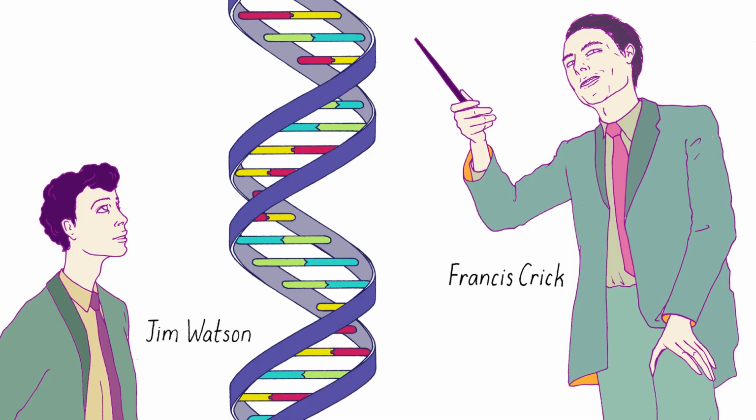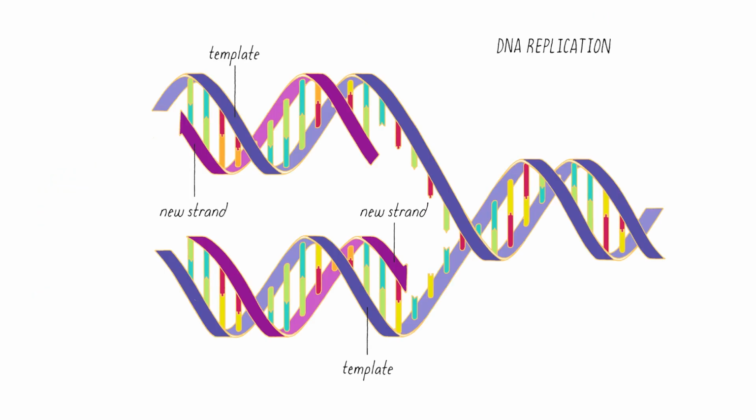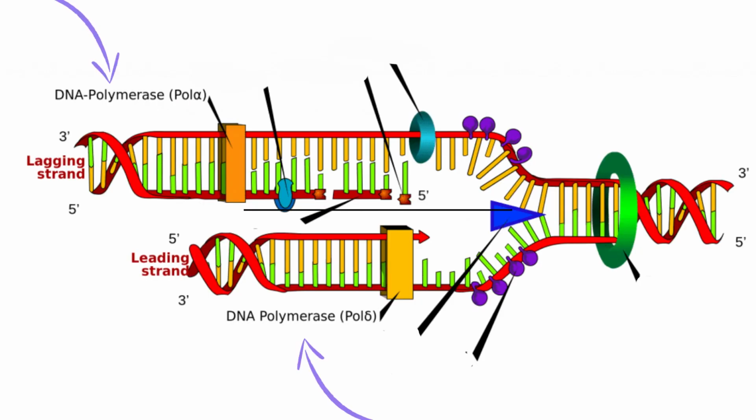In the replication of DNA, the 2 complementary strands are separated, and each of the strands is used as a template for the construction of the new strand. DNA polymerase attaches to each of the strands at the origin of replication.